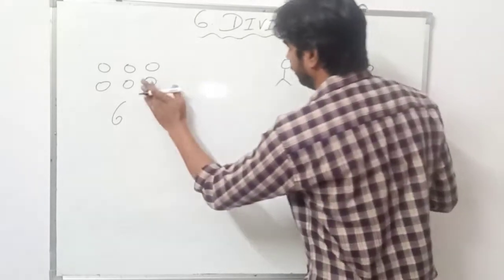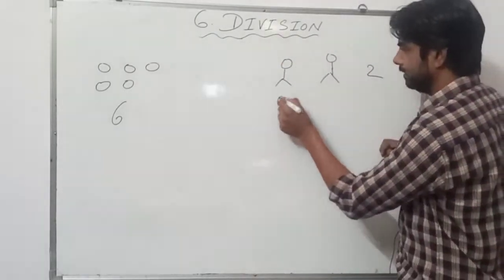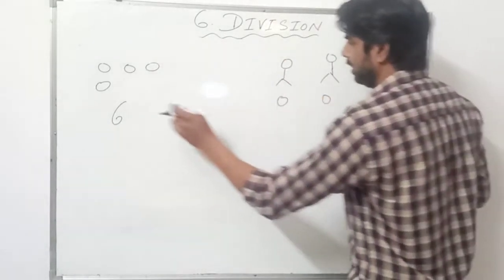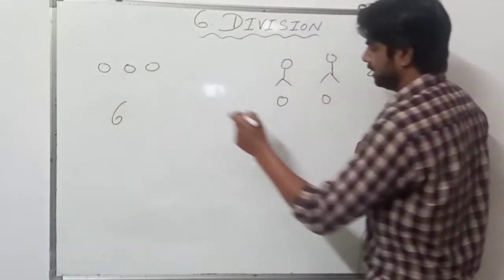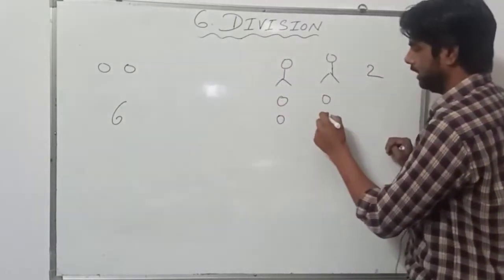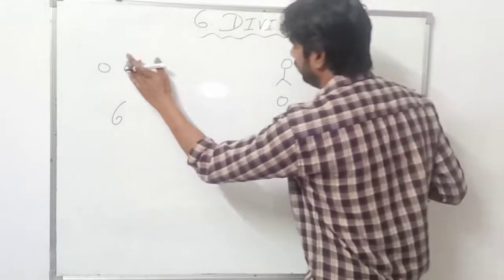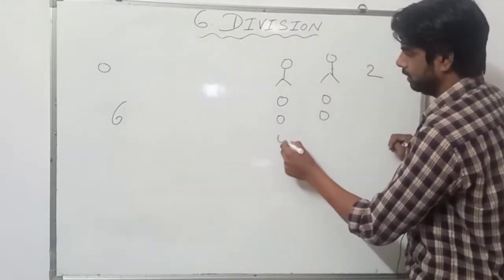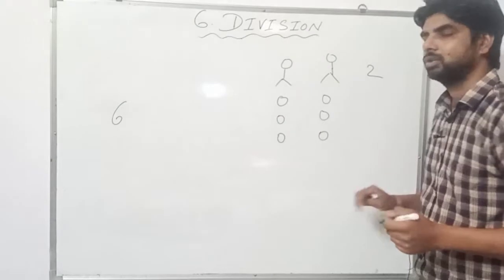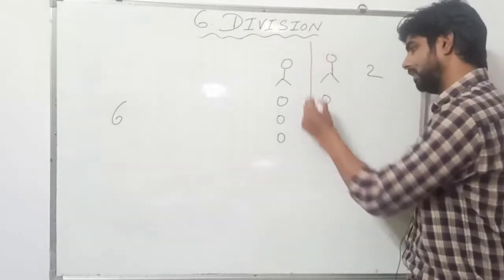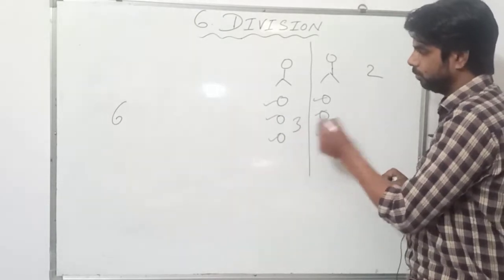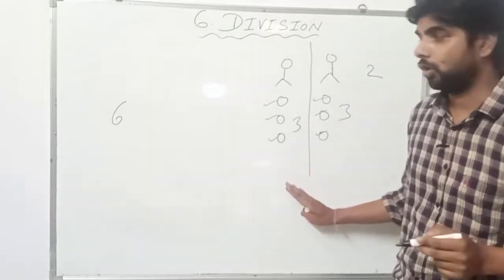The first method is, the first chocolate you will give to your first friend. Now you will take the second and give it to your second friend. Now you will give this third chocolate to your first friend. Again, one more chocolate you will put here. Now this 5th chocolate you will give to your first friend, and this 6th chocolate to your second friend. So how many chocolates does each of them get? 1, 2, 3, 1, 2, 3. Okay, both of them will get 3 chocolates.